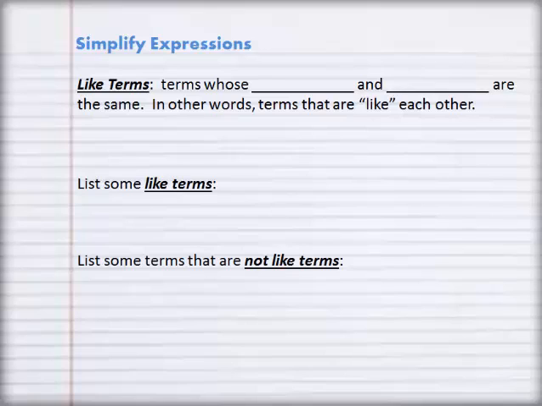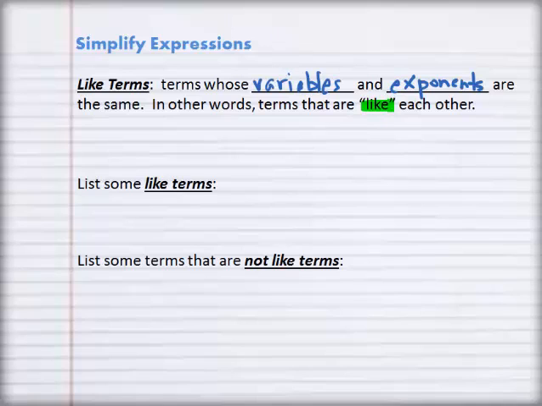To get started, we're going to look at a definition. This definition is like terms. The definition for like terms is terms whose variables and exponents are the same. In other words, terms that are like each other.